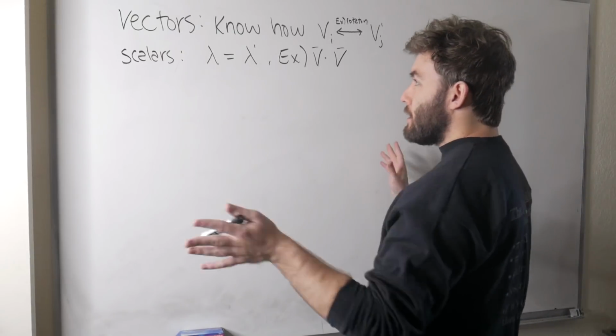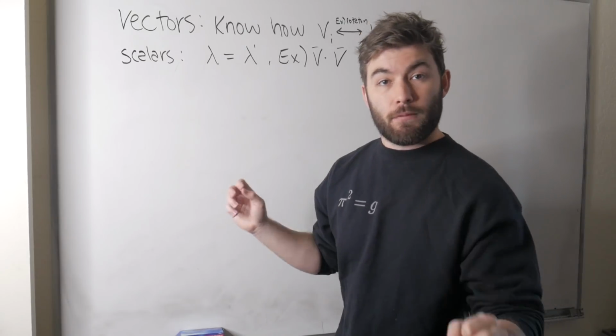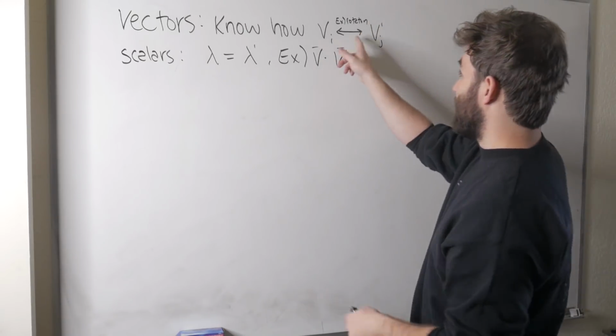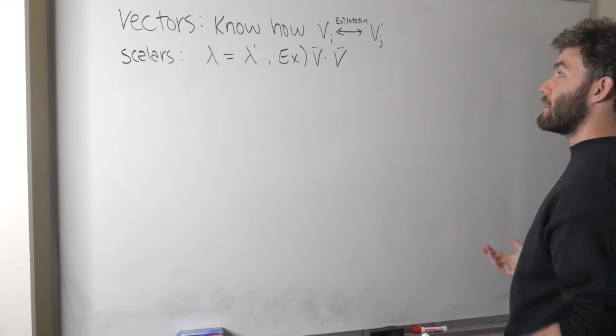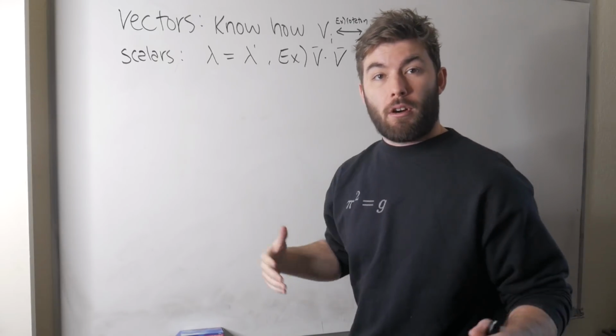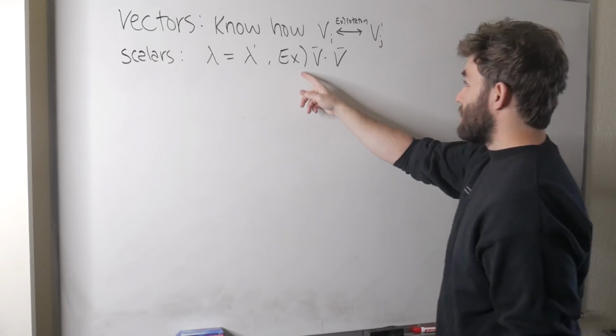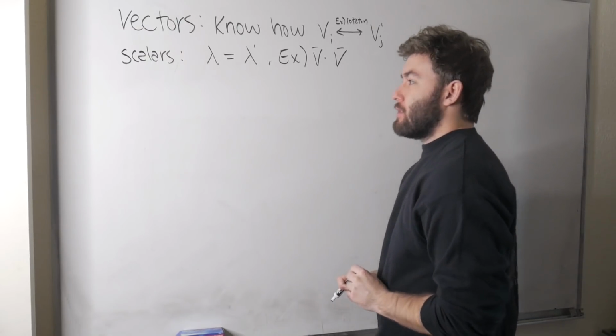All right, so to recap for vectors, we know how the components of the object in different coordinate systems or in different bases are related if we have a certain transformation, like a rotation. That's how we know something is a vector. And for a scalar, it shouldn't matter. It should be the same under all transformations. An example would be the dot product of two vectors. Now on to special relativity.